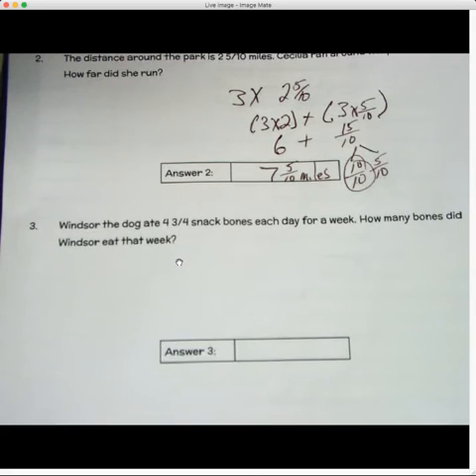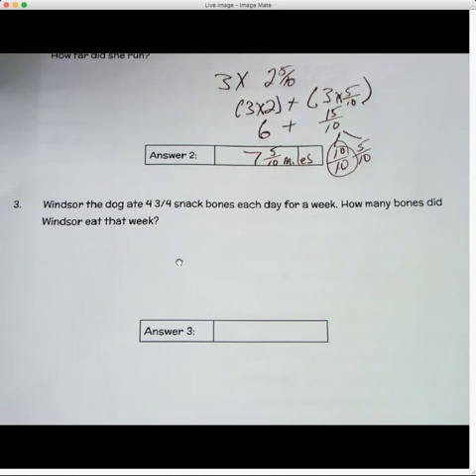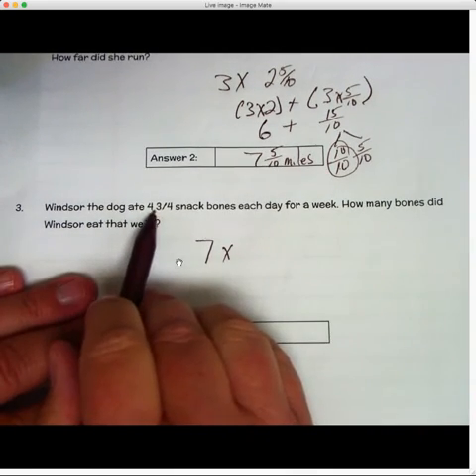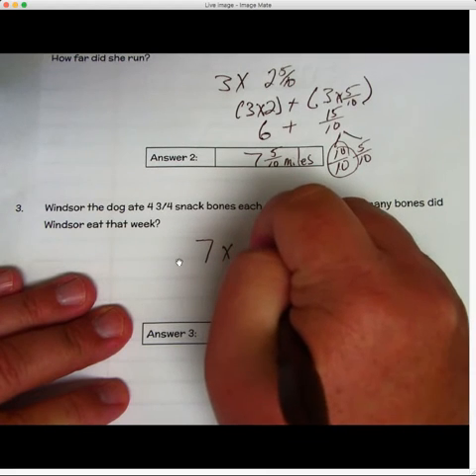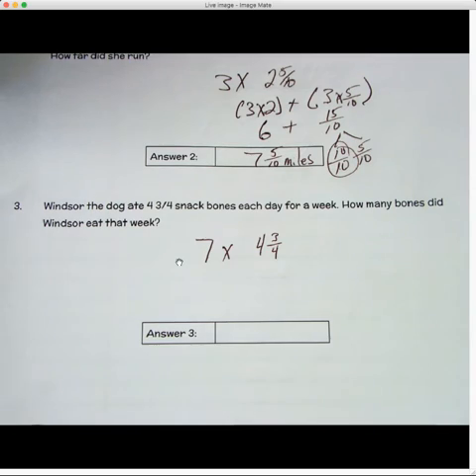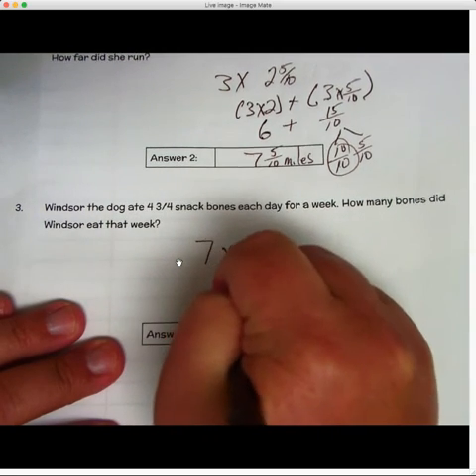And one more, and I'll let you try your work. Windsor the dog ate 4 3/4 snack bones each day for a week. How many bones did Windsor eat that week? Well, how many days are in a week? There's 7 days in a week. 7 days times every day he ate 4 3/4 of a snack bone. That's a hungry dog, huh? So we're just going to take the 7 and multiply them, the distributive property.